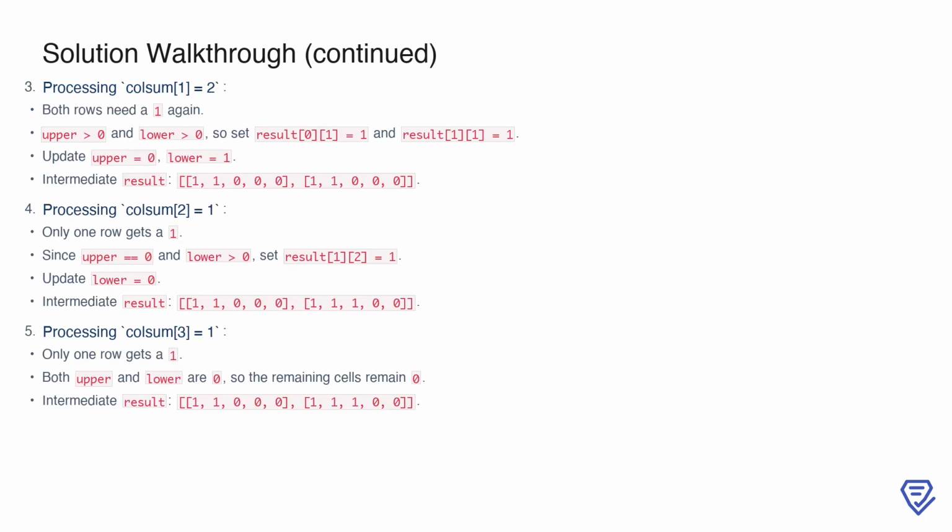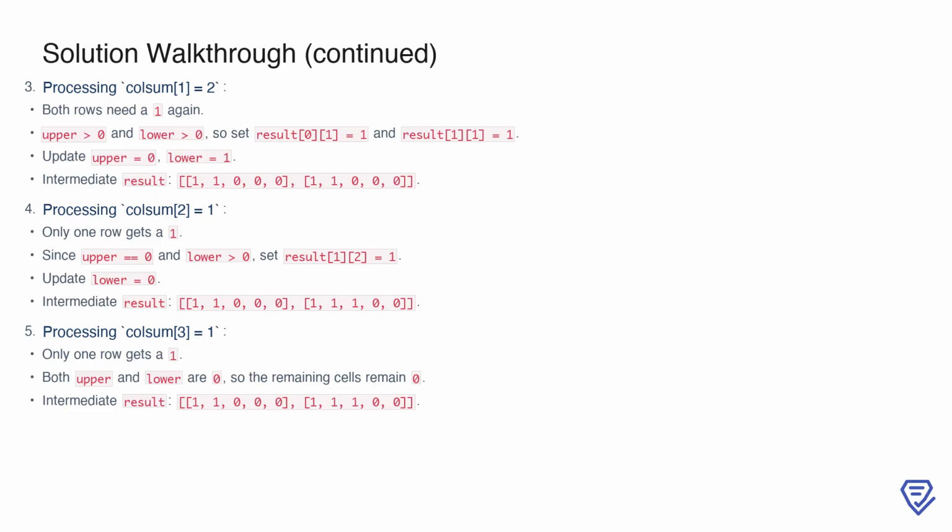Next, we process colsum[1], which is also 2. Again, both rows need a 1. Since upper and lower are still positive, we assign result[0][1] to 1 and result[1][1] to 1, then update upper to 0 and lower to 1. The intermediate result matrix becomes [1, 1, 0, 0, 0], [1, 1, 0, 0, 0].